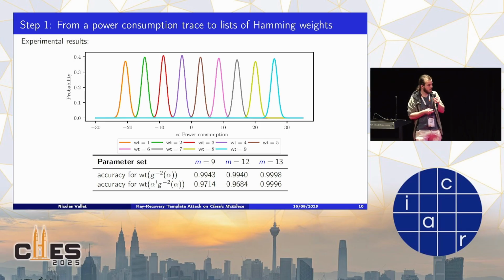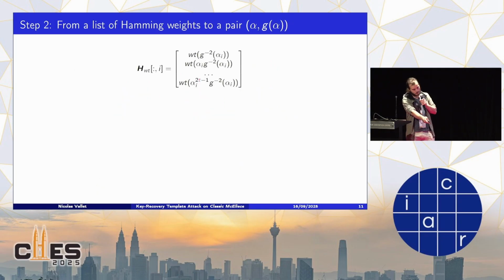So that explains why all our classifiers have an accuracy slightly lower than 100%. However, for all our classifiers, the accuracy was higher than at least 96%, and so that was enough in practice for our attack to work. So we can now go to the second step.